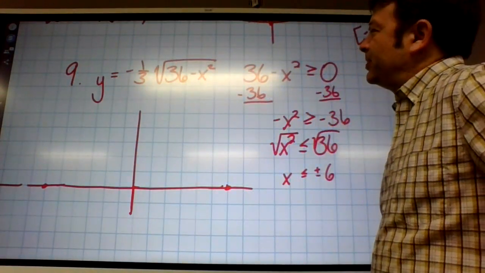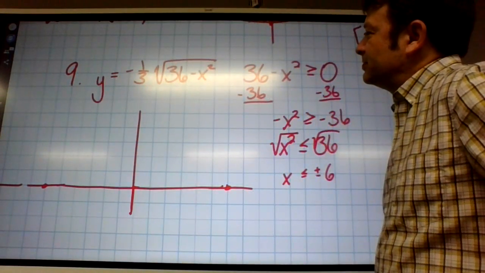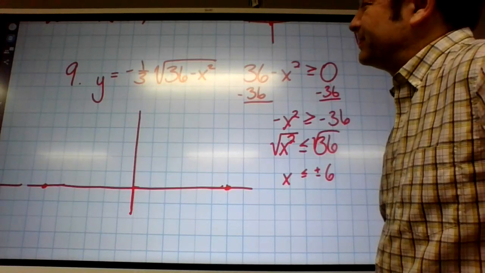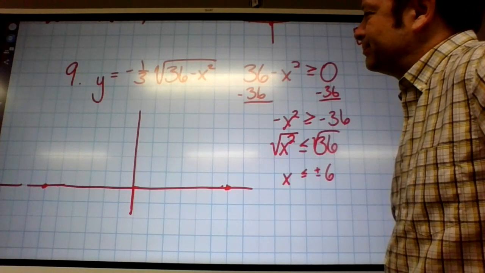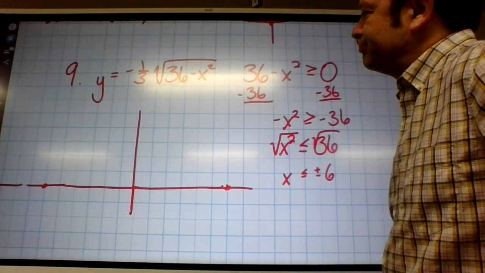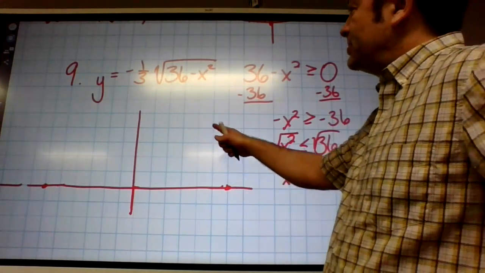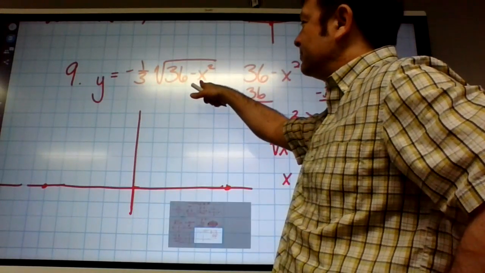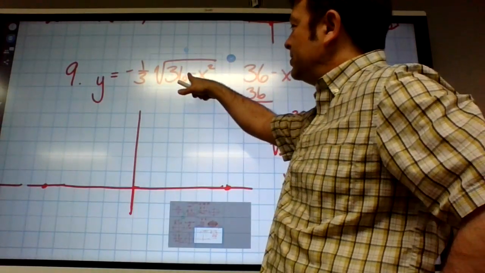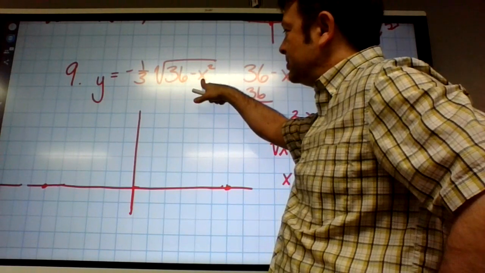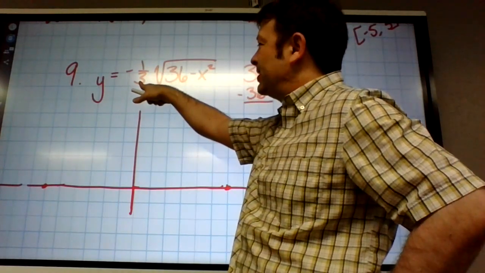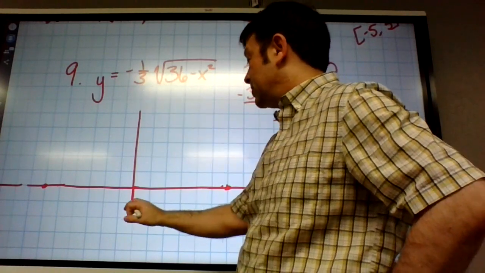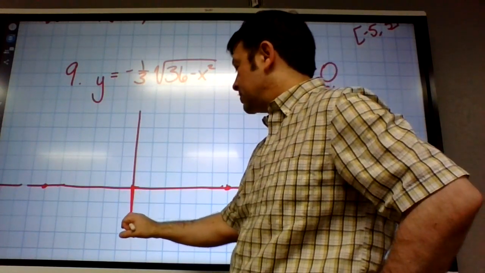Let's see, what can make this the square root of 35? What a mess. What if I plug in 0? What do I get? You're going to get -2. 36 minus 0 is 36. Square root of 36 is 6. 6 times -1/3 is -2. It's going down here.